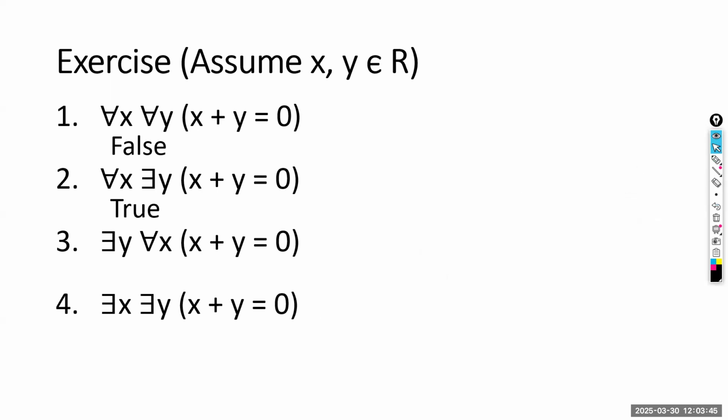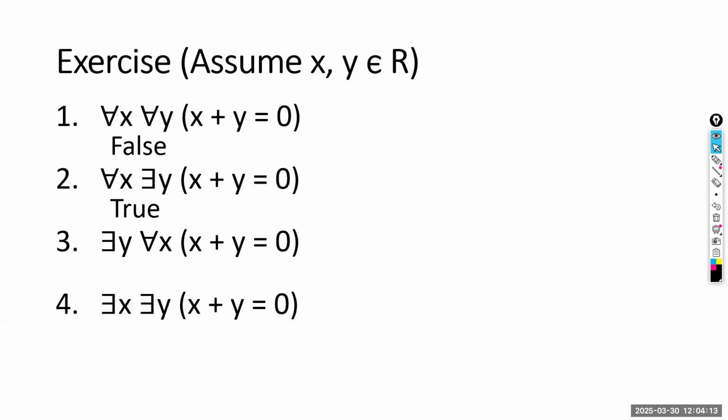Third one. Now this is a tricky one. Because this is not all x exists y. This is exists y all x. Left right matters. That means there's at least one y value, but for that y value, this equation must be satisfied for all x values.